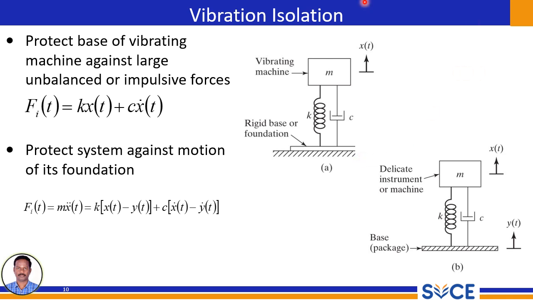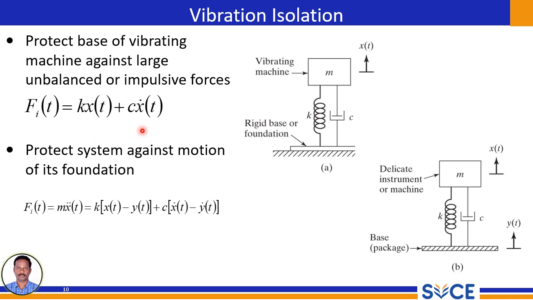You can see the spring damper representing the isolators between the machine and the base. Hence, from the equation, we can see that F sub I of t equals k x of t plus c x dot of t describes the force transmitted to the base. This force is a function of the displacement x and velocity x dot of the machine as well as stiffness and damping of the isolators.